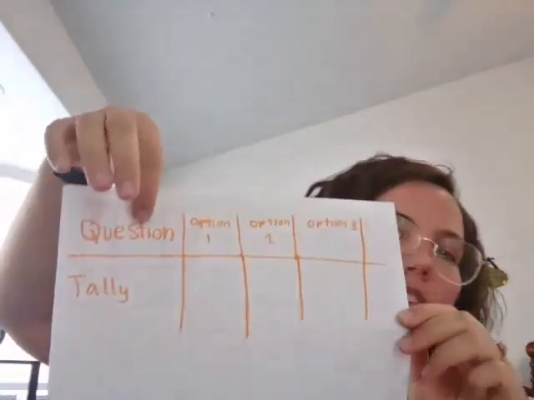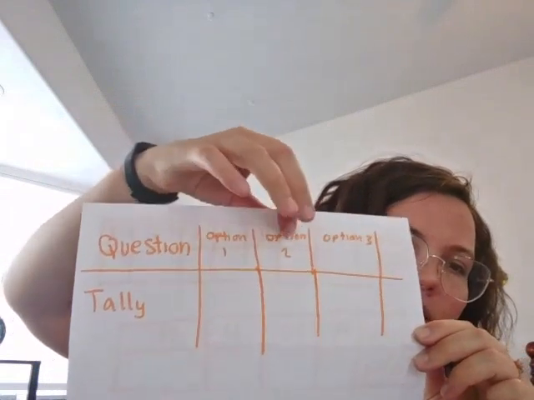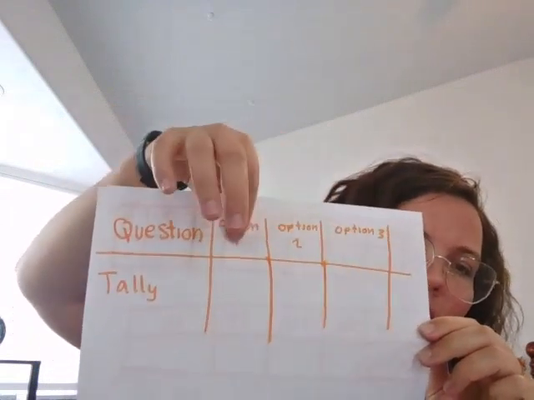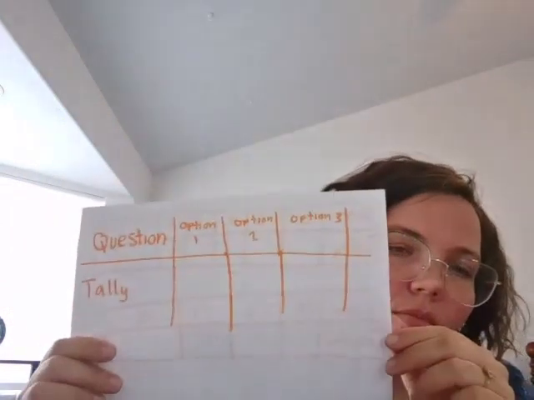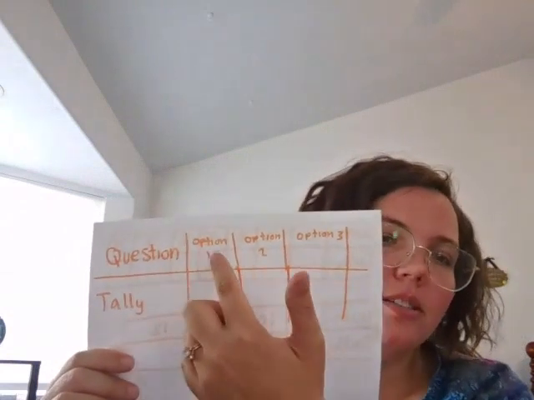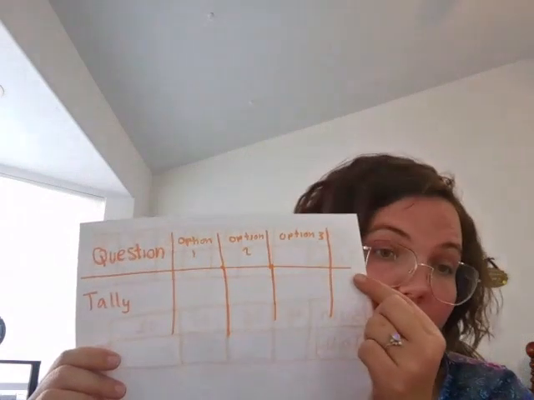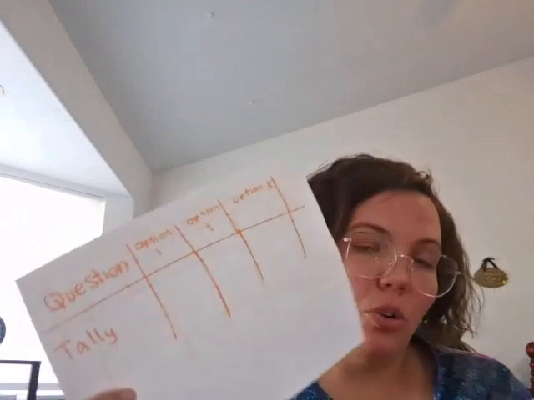So here there will be space for them to write their question and space under each of these to write what options 1, 2, 3, 4, and 5 are. And so they'll do this at their desk first. They'll figure out what their question is, and they'll identify each of their options. And then they'll go around to their peers and survey to find their answers.